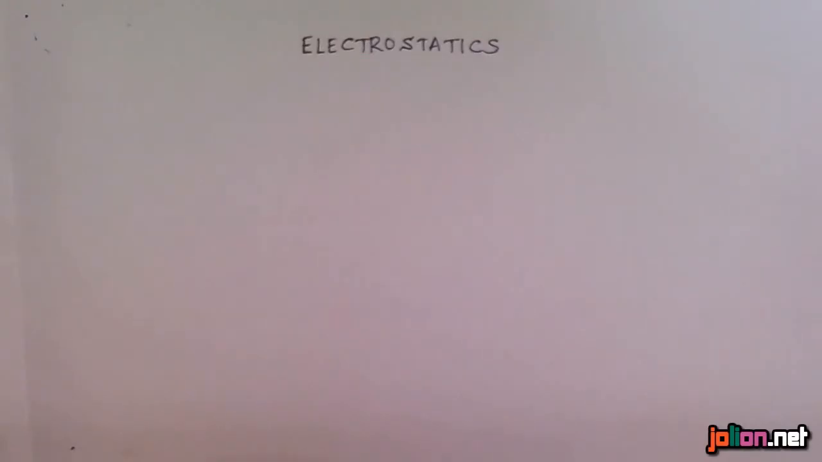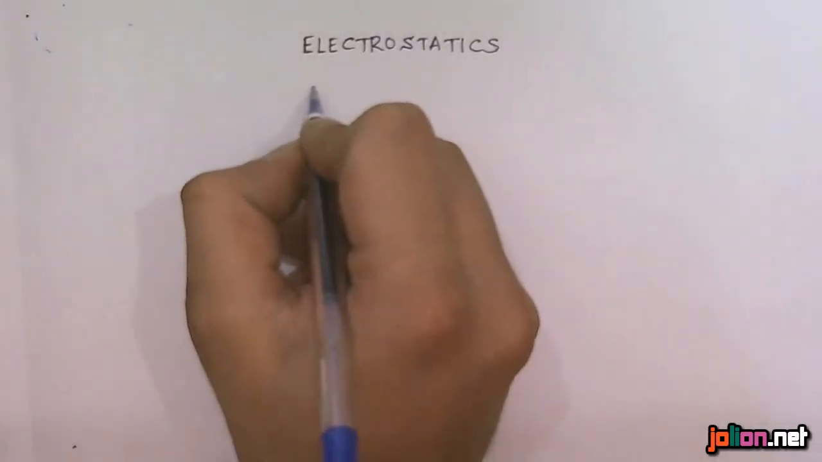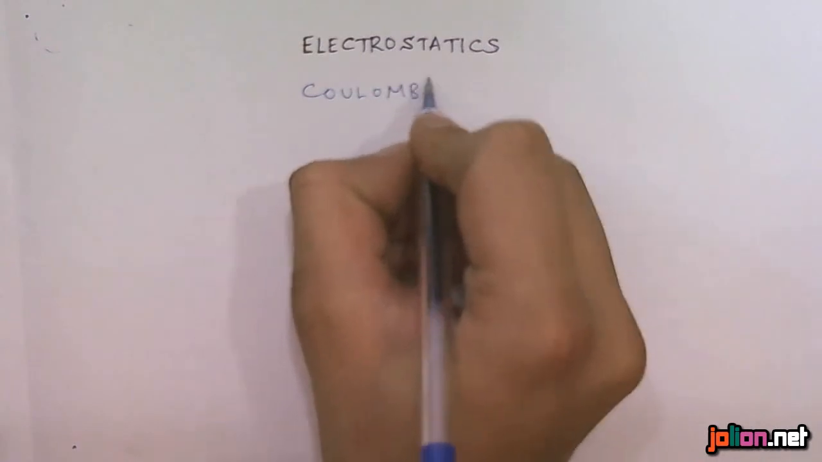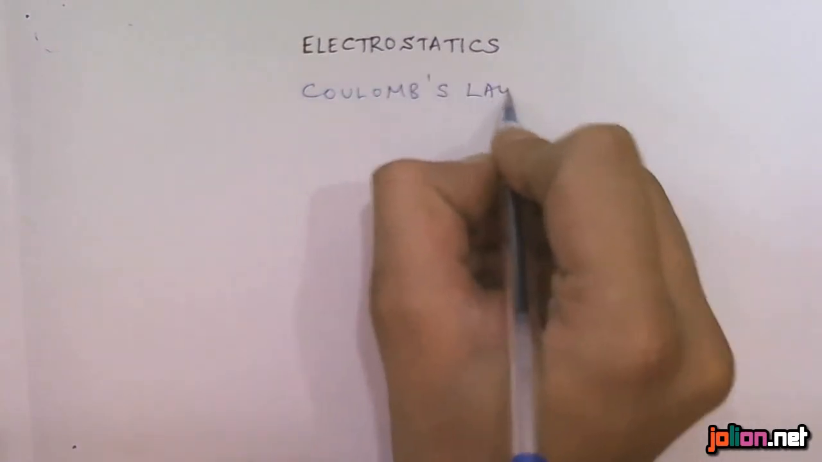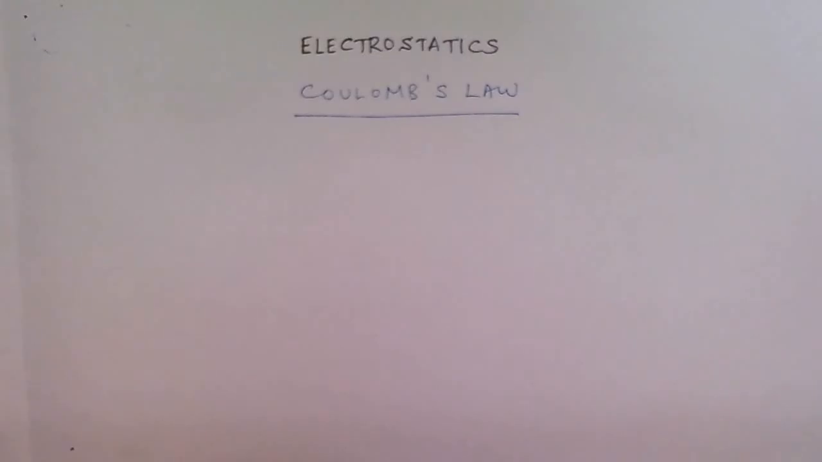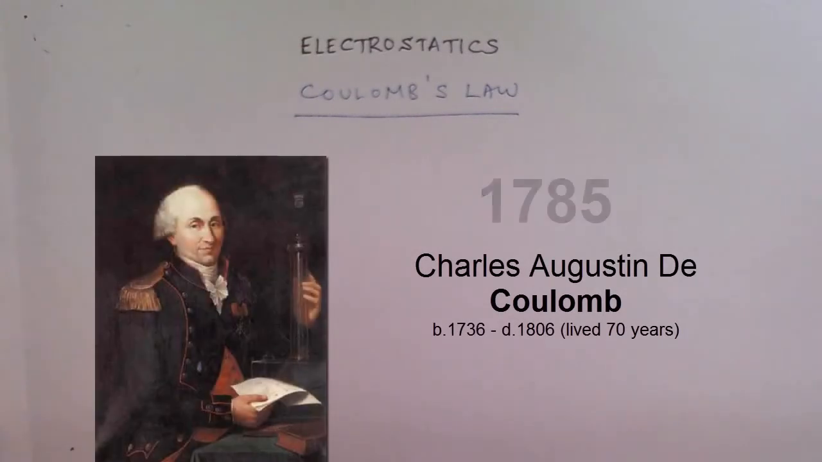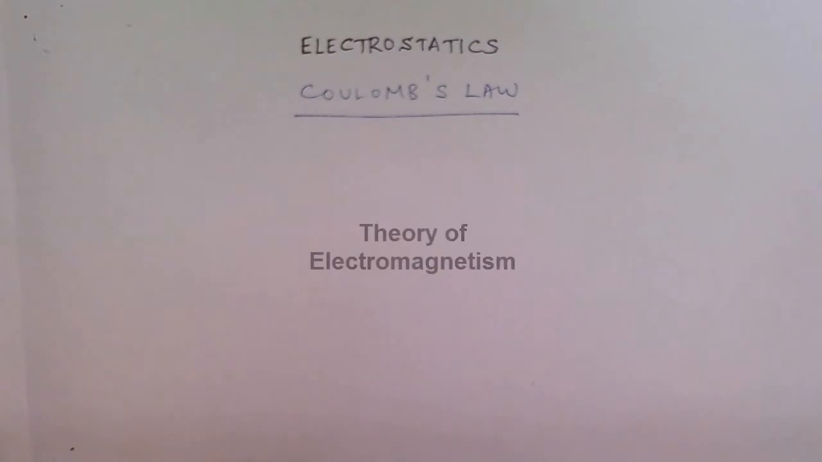We are first going to study what is called Coulomb's law. Coulomb's law was first published by this dude called Charles Augustin de Coulomb in 1785, and it was essential to the development of the very important theory called the theory of electromagnetism.